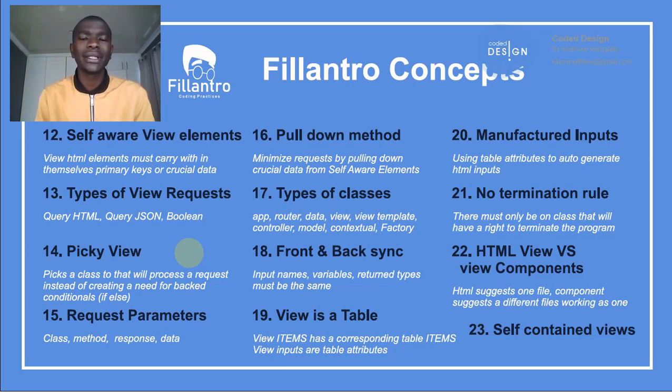Point number 16, pull down method. This doesn't mean pull down function, but it means pull down method as an approach, like a certain method. Minimize the request by pulling down crucial data from self-aware elements. I think this one talks to point number 12, self-aware view or HTML element.